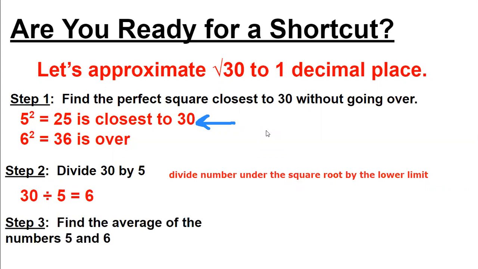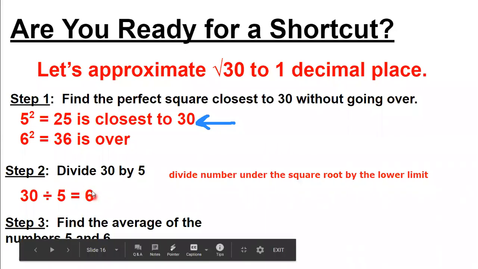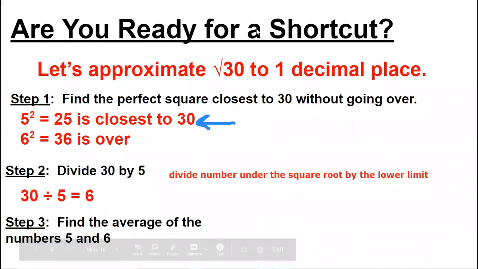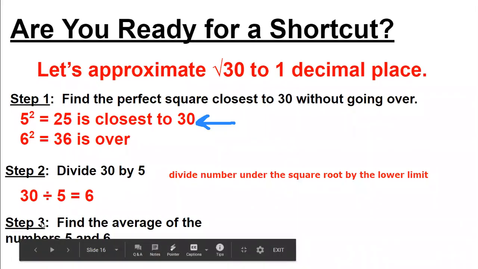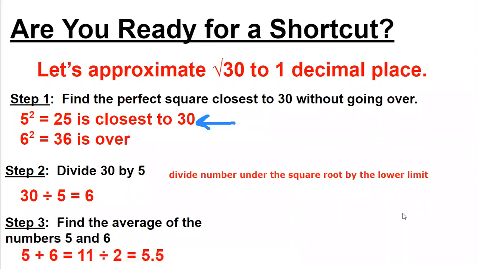Now we're going to find the average of the numbers 5 and 6. So we're finding the average of the lower limit and the answer we got when we divided by that lower limit. So we're going to find the average. How do we do that? We're going to add 5 and 6 and divide by 2. Add 5 plus 6. 5 plus 6 is 11. We're going to divide that by 2, and we're going to get 5.5.